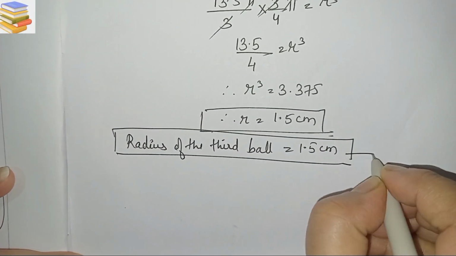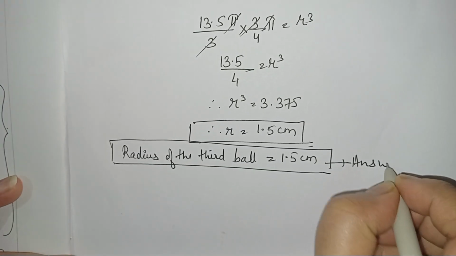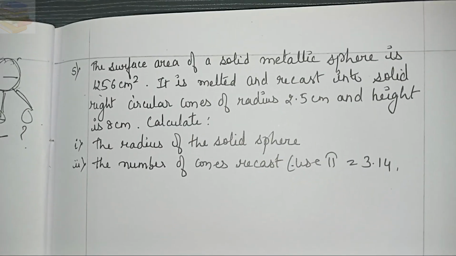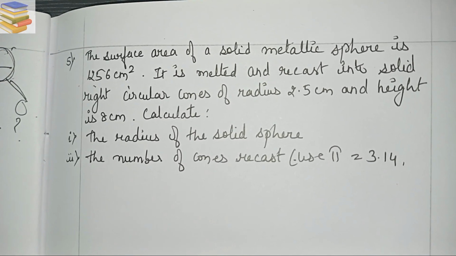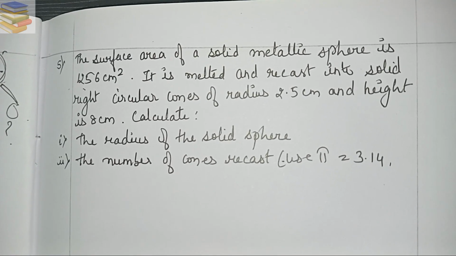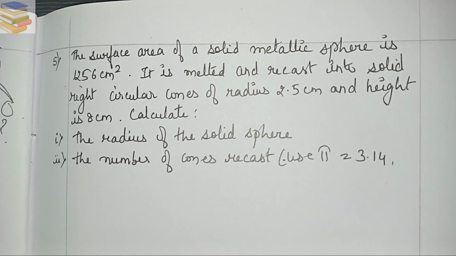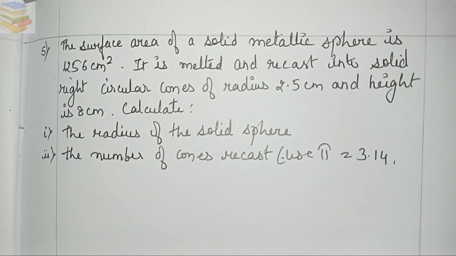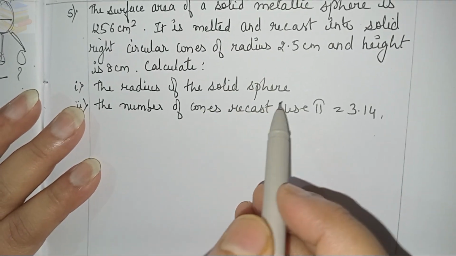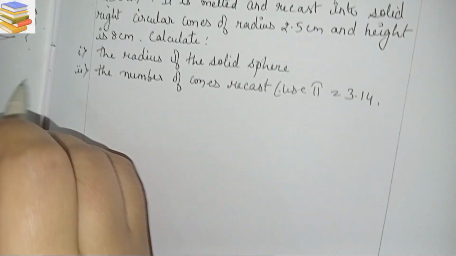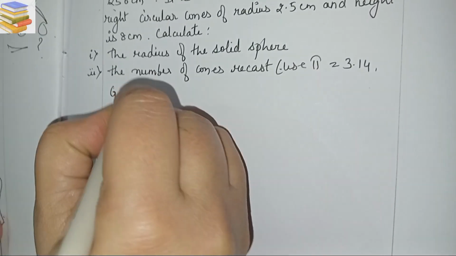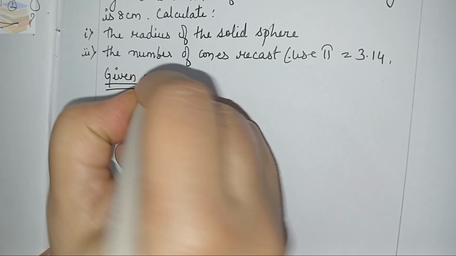Then with the answer number. Coming on to the area of a solid metallic sphere, which is 1256 centimeter square. It is melted and recast into solid right circular cones of radius 2.5 centimeters and height 8 centimeters. We've got to calculate the radius of the solid sphere and the number of cones that are recast. So according to the given information, we'll try solving it.